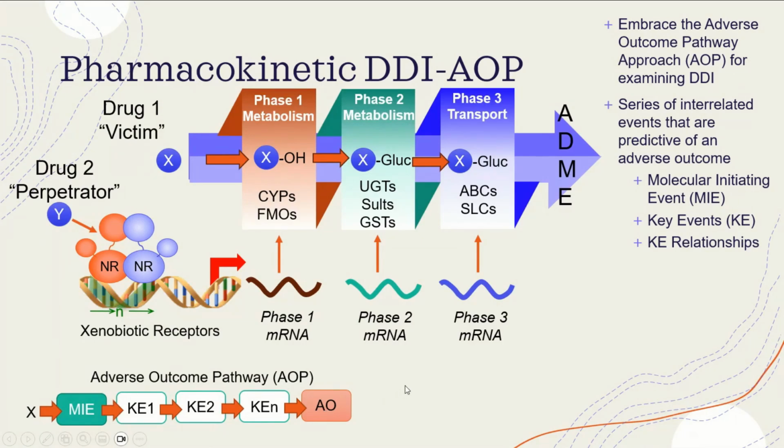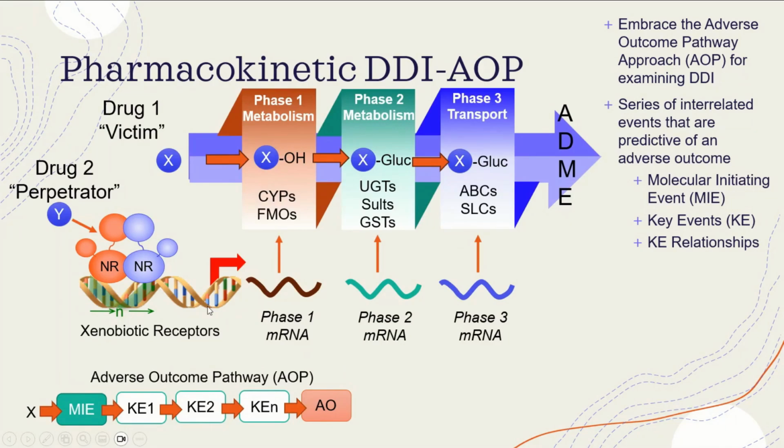And so the way that these adverse outcome pathways are developed is we look at what is the first step that's essential for this pathway. What is the interaction with some cellular component? And this is called a molecular initiating event. This starts the cascade of other responses, leads to a variety of key events that occur, changes within the cell, and all of these changes in cell function culminate in the adverse outcome.